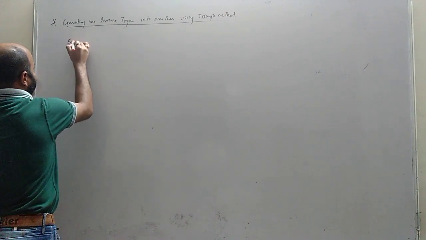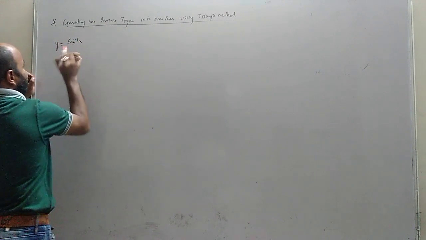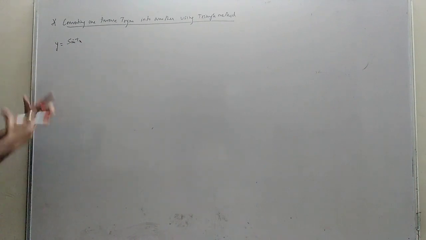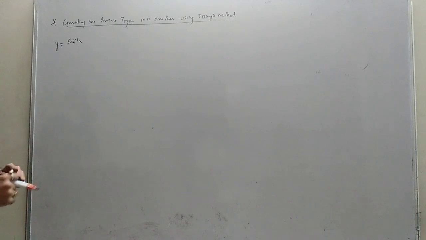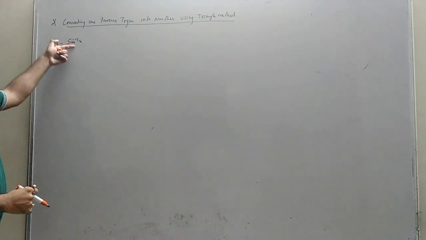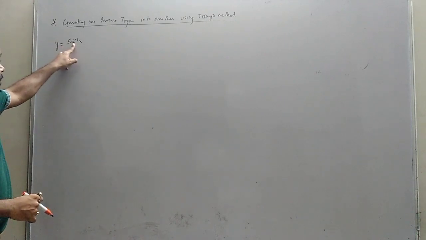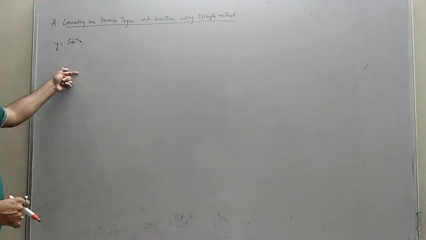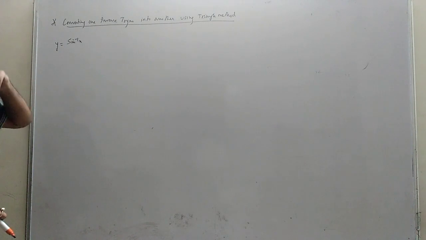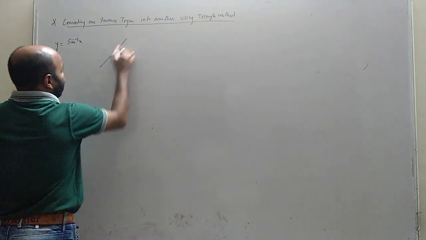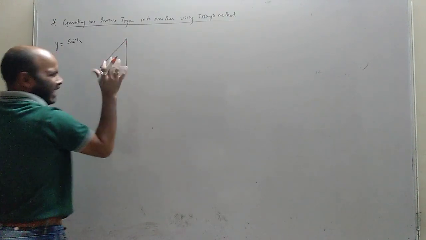I have y equals sine inverse x. For example, in any question, I want to convert my sine inverse x into tan inverse x. I want to convert one inverse Trigno into another. So how do we do these things? That is called the triangle method. So how to do it? See here, take a triangle. It's very easy.